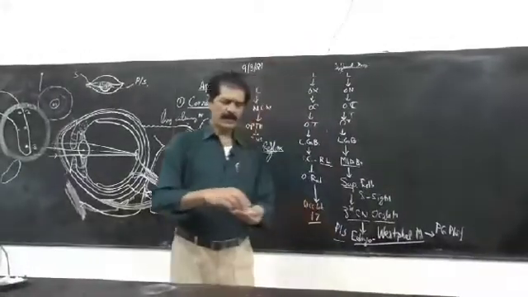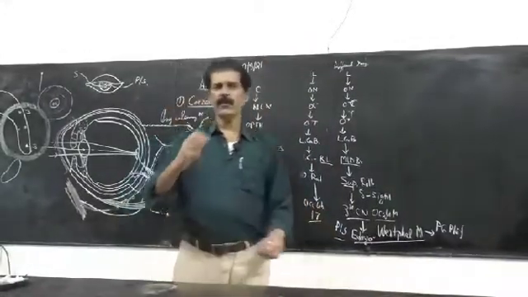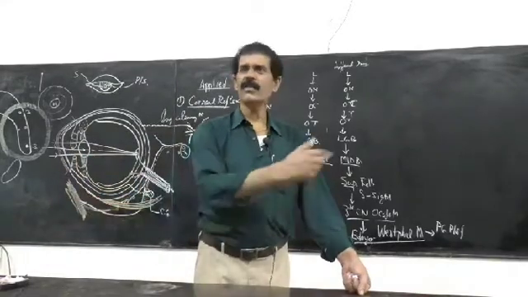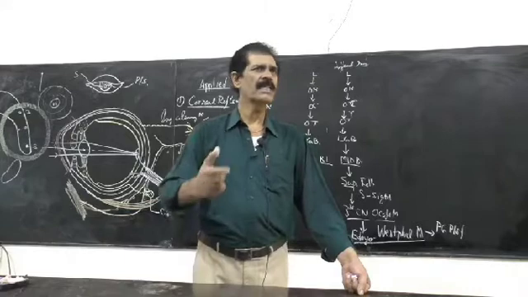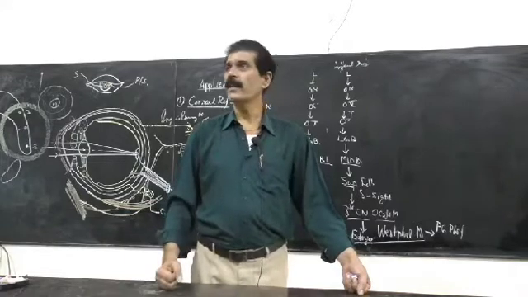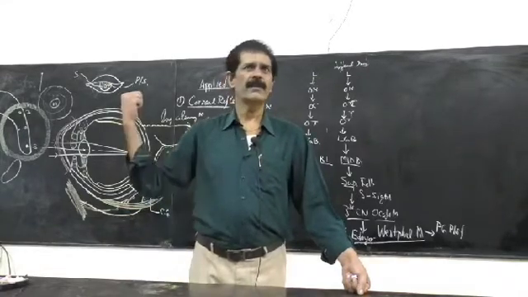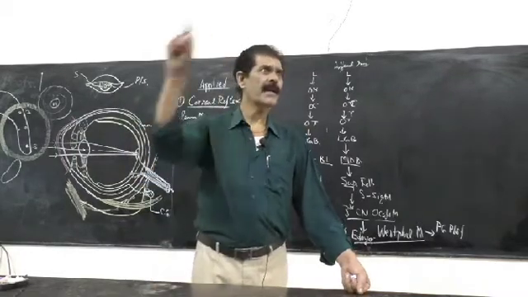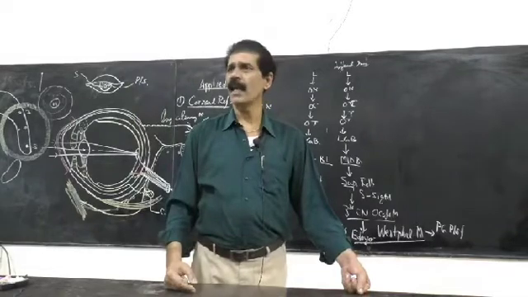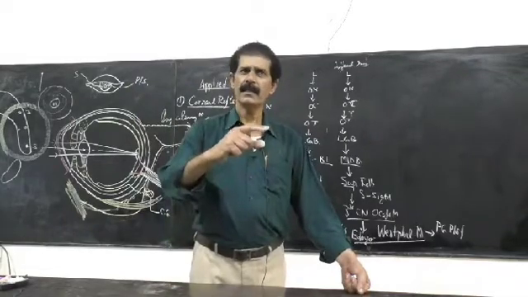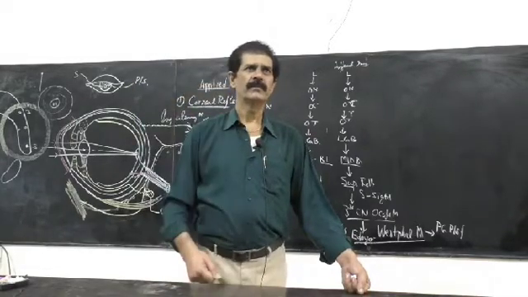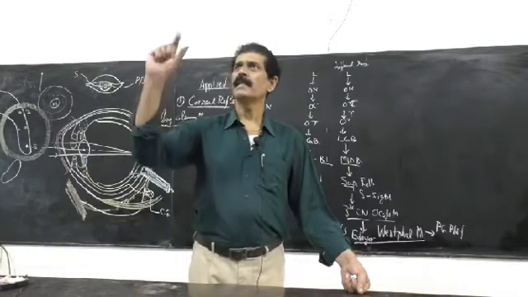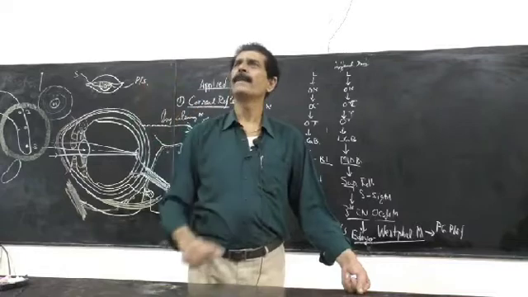Another type is this: if there is a patient who is unconscious and you want to know the status of whether his brain is working or not, the same as we did with the corneal reflex, we switch off the lights of the room where the patient is lying. We open the eye and put a torch light. What do we see? There is a constriction of the pupil.